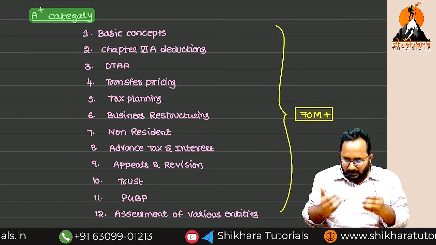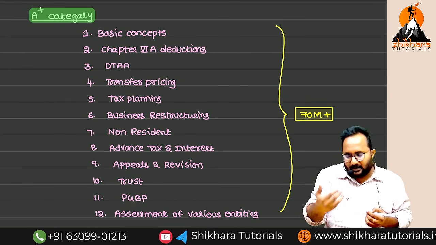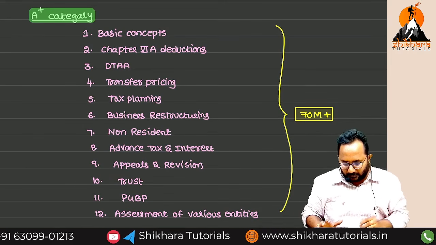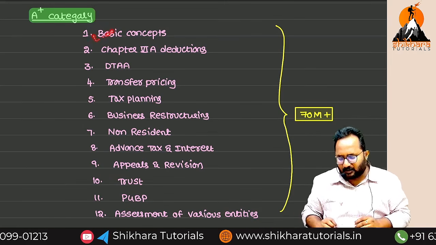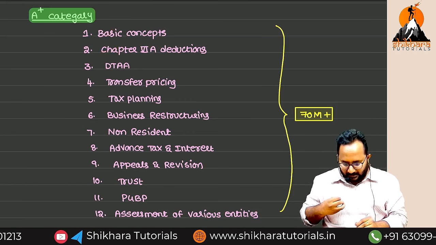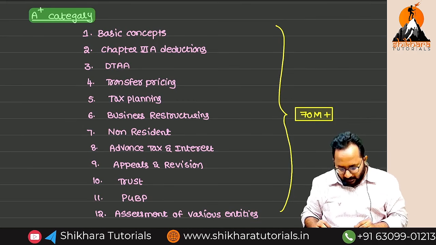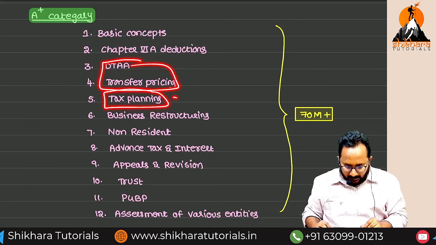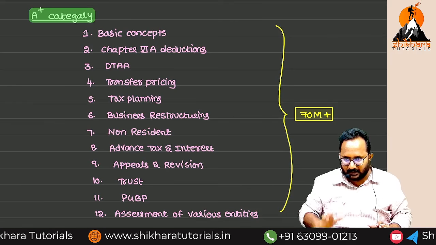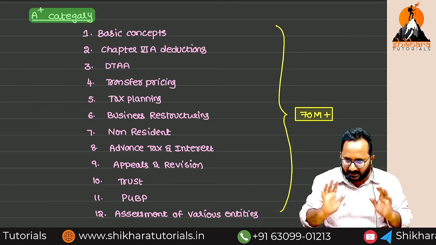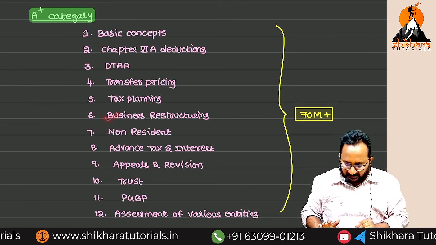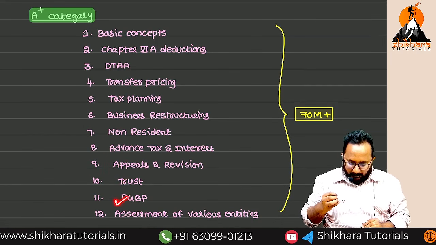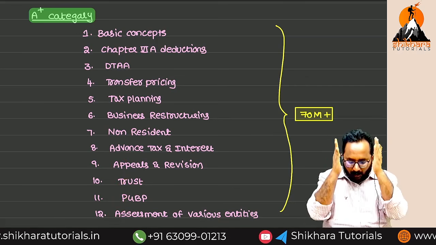Even if you are confused about any chapter or its provisions, no problem, you can get 50 or 60 marks. So what are the A plus category chapters? Basic concepts, Chapter 6-A deductions, Double Taxation Avoidance Agreement, and Transfer Pricing. For these two chapters and the Tax Planning chapter, Chapter 6-A deductions knowledge is definitely required, so that's why Chapter 6-A is also A plus category. Now business restructuring, non-resident, advance tax and interest, appeals, trust chapter, PCBP, assessment of various entities, these are all A plus category chapters only.